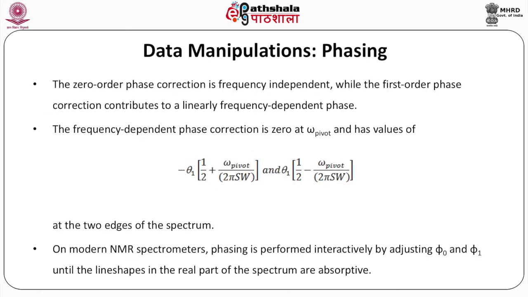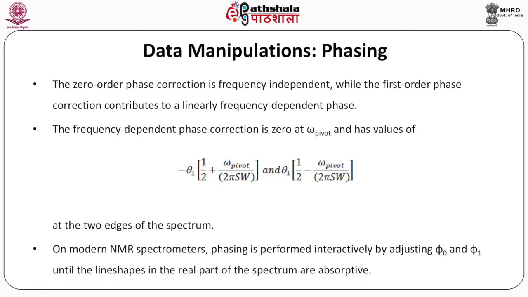The 0 order phase correction is frequency independent, while the first order phase correction contributes to a linearly frequency dependent phase. The frequency dependent phase correction is 0 at omega pivot and has values of minus theta1 (1/2 plus omega pivot divided by 2 pi SW) and theta1 (1/2 minus omega pivot divided by 2 pi SW) at the two edges of the spectrum.